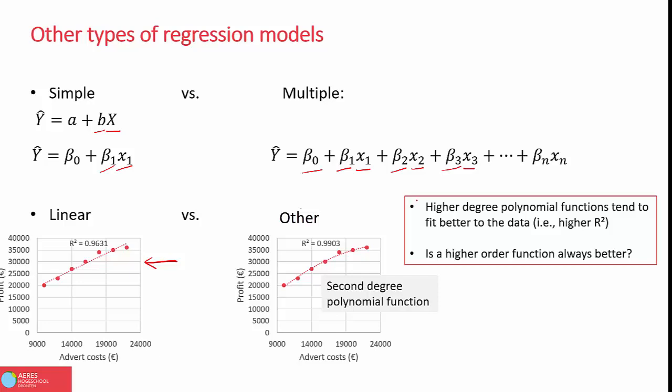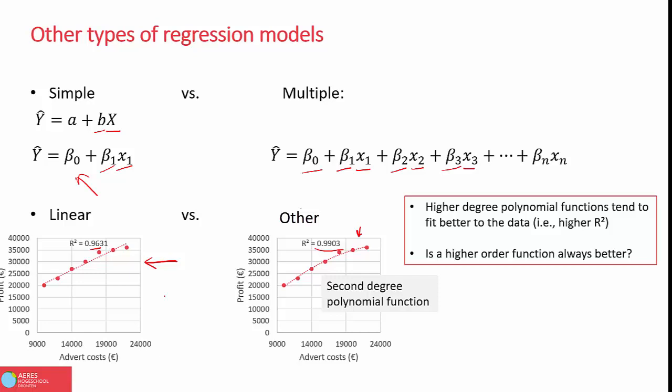Now, next to having only one or multiple predictors, we can also think about the type of relationship between them. It can be linear, with just a straight line like we had in this formula, or any other type of equation. For example, over here, one other type would be a second degree polynomial function. And we see that the line fits our data better. We have a higher R square value, 0.99 instead of 0.96. So there's a better fit.